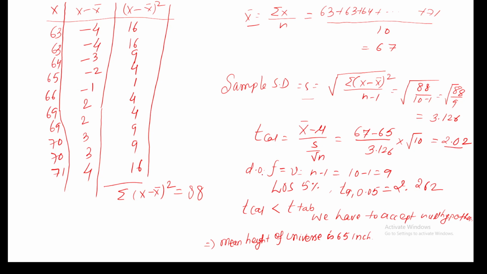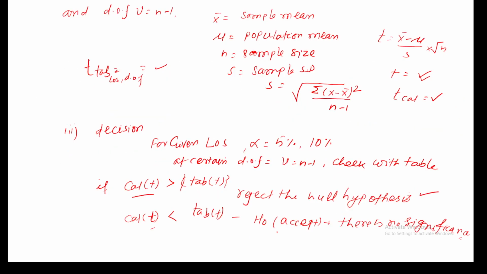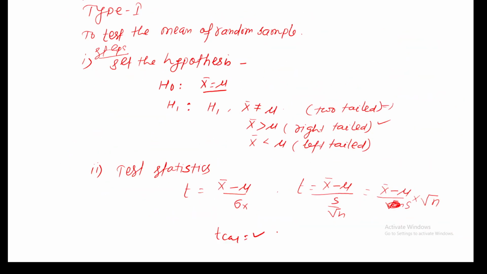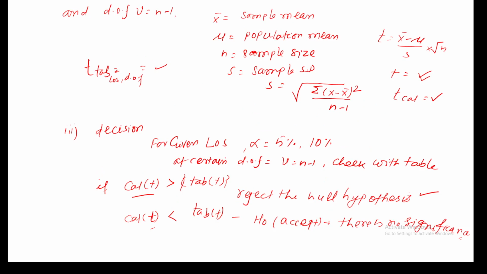You will get some value. Then the degree of freedom is n minus 1. Now you can see that T tabulated is more than T calculated. So we have to accept the null hypothesis, meaning the mean height of the universe is 65 inches. So this is how it is done. The mean is given, so you have to use this formula, and then apply it, and then conclude.